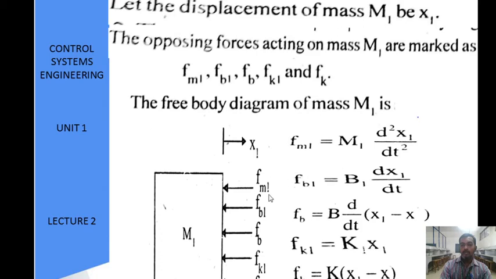As we have already seen, fm1 can be written as m1 d squared x1 by dt squared, and fb1 is equal to b1 dx1 by dt, fb is equal to b into d by dt of (x1 minus x), fk1 is equal to k1 x1, and fk is equal to k into (x1 minus x). So these are the differential equations for m1.